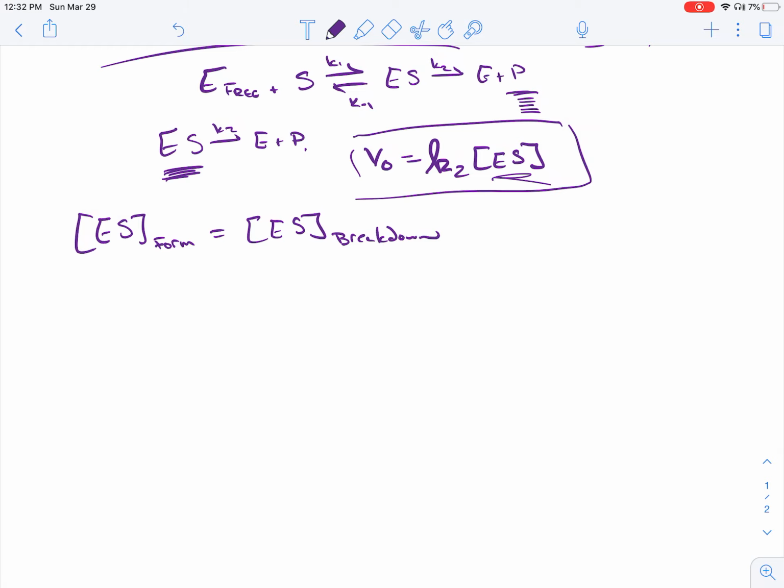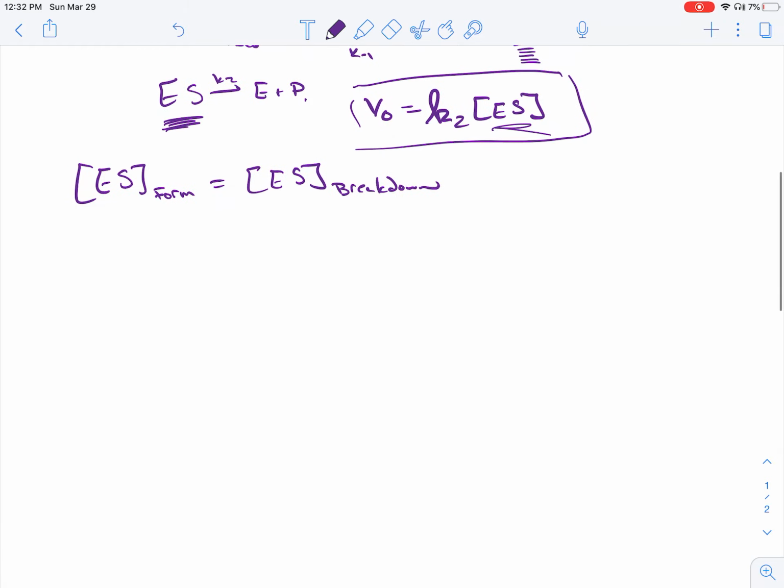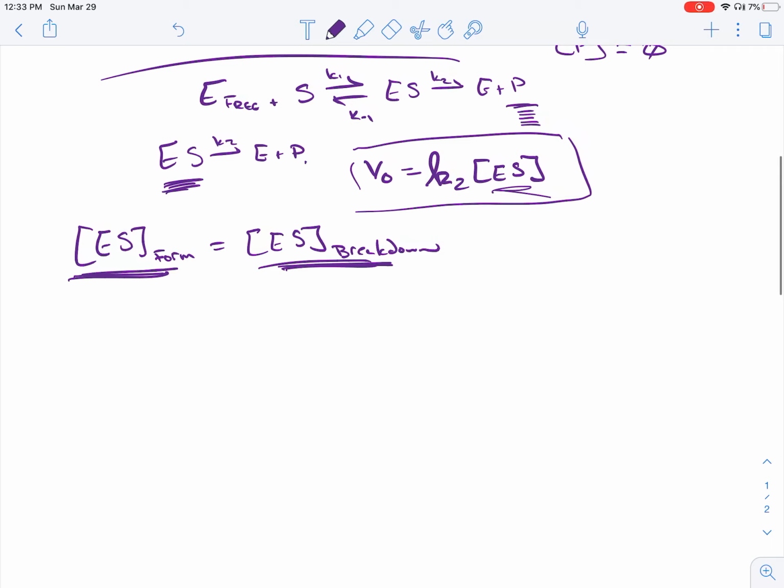This is the way I do it. There are lots of ways to do it. You do it however makes you happy. If you go on some of the other sites, they might have a different way to do it, but it's all the same algebra. What I do is first list all the ways that ES can form and all the ways that ES can be broken down. And so here, enzyme substrate formation.